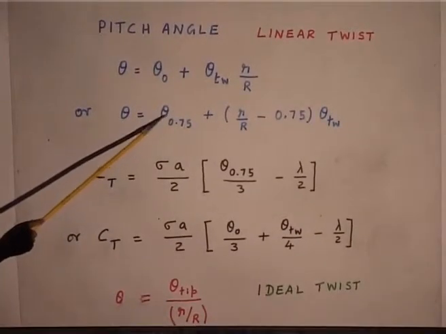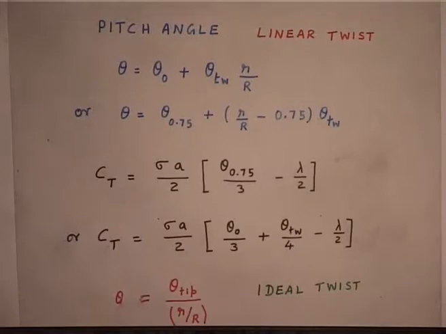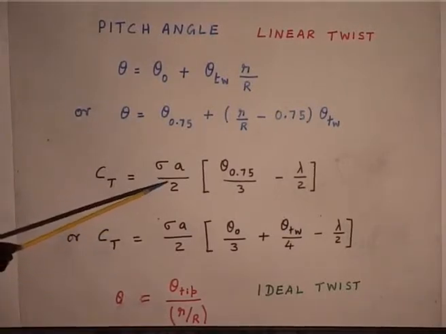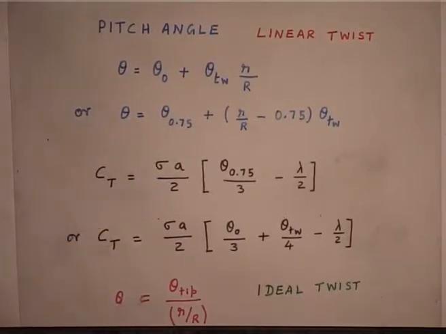If I use this expression in my thrust and integrate, this you can do yourself as an exercise. If you take this expression, integrate, you will get this expression, which is essentially sigma a by 2 times theta by 3 minus lambda by 2. Now you see theta represents the angle at 75% R. So why is 75% so critical?